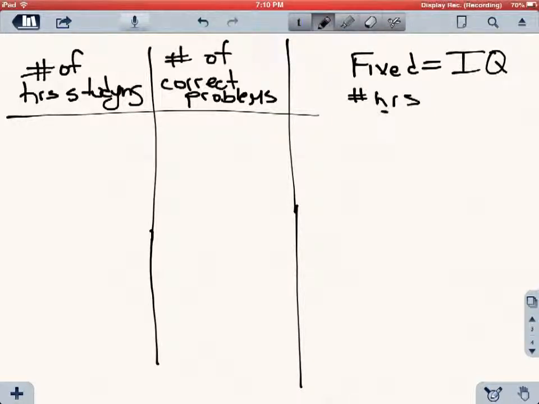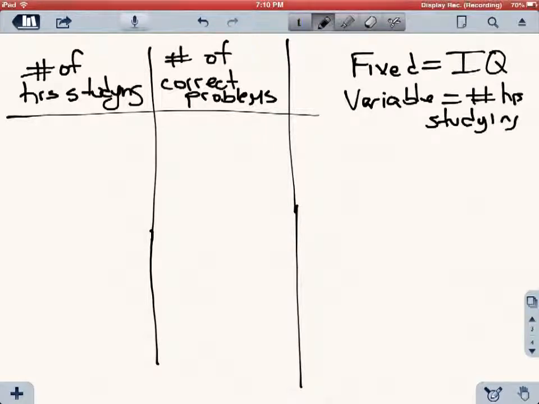All right. So that for you will be your variable input. Call that the variable input. Okay? Number of hours studying. Okay. So let's say when you don't study anything, you won't be able to answer any correct problem.